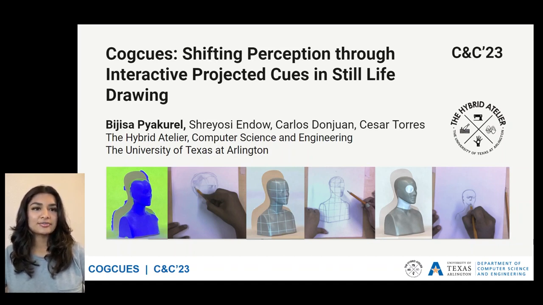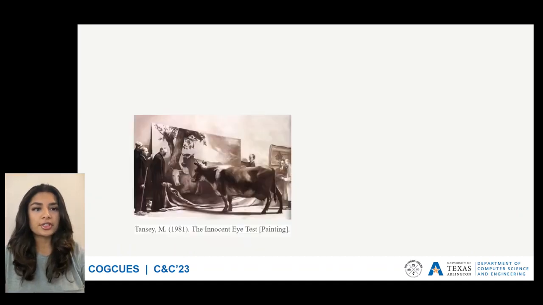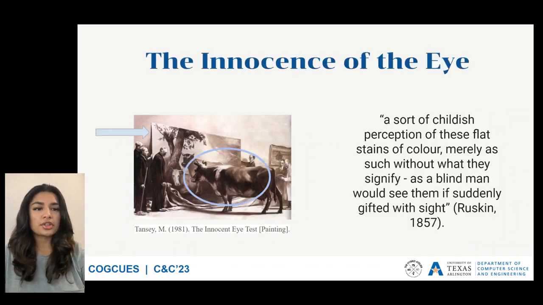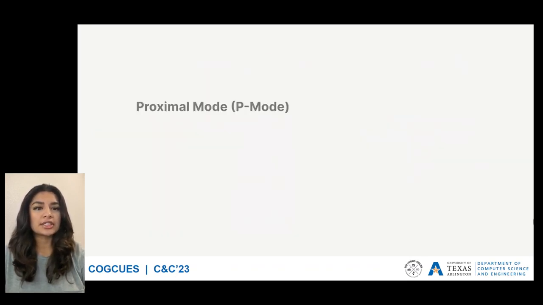Texas at Arlington. Drawing from life is difficult because we are made to translate our 3D understanding of the world onto a 2D canvas. Drawing instructors emphasize the concept of the innocent eye to see an object in its unfamiliar and unbiased form. Psychology links this way of seeing to accessing an enhanced proximal mode, or P mode of perception. This mode allows artists to attend to the raw visual stimuli that meet the eye.